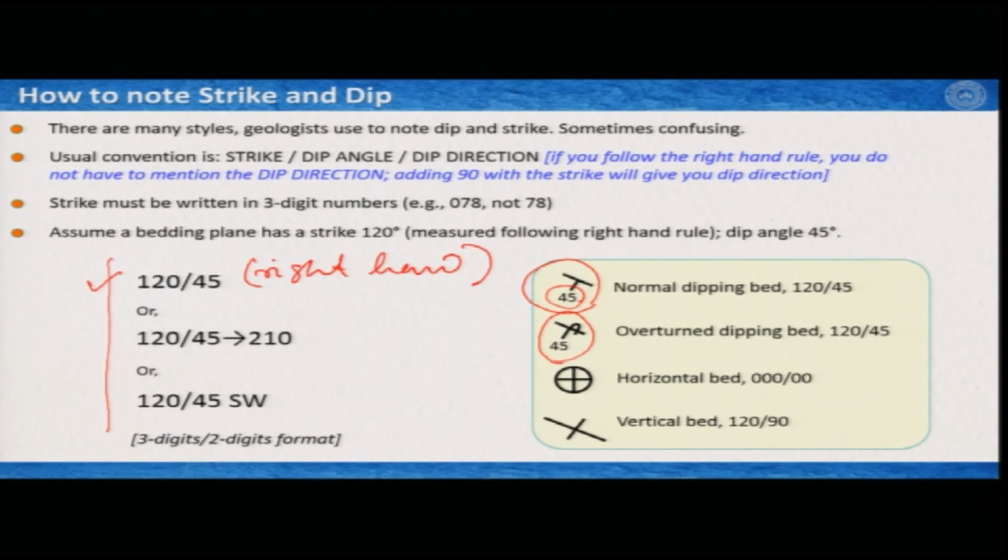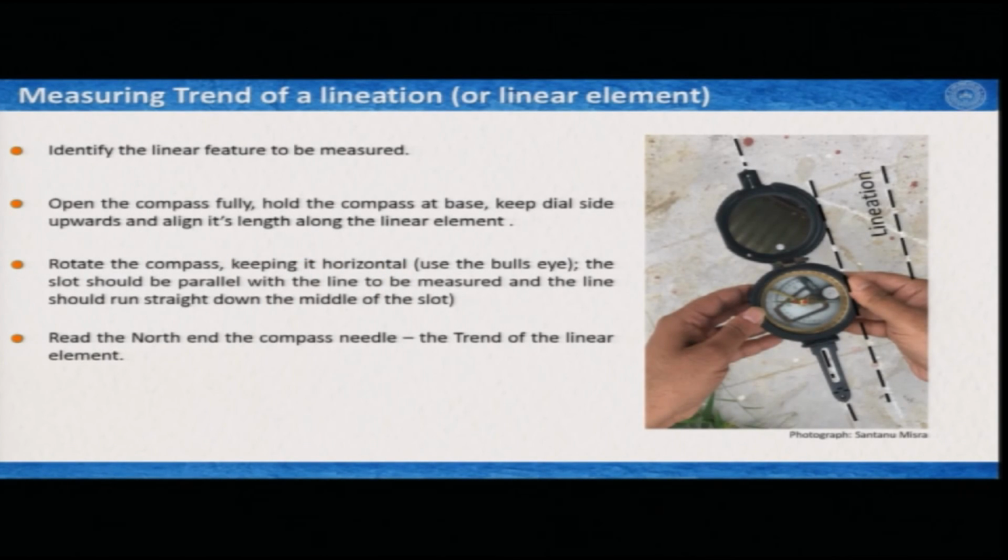If the bed is horizontal, then the symbol is like this, and if the bed is vertical, then it is given like this, where the strike is given with a longer line. There the plunge you also measure in a similar way.